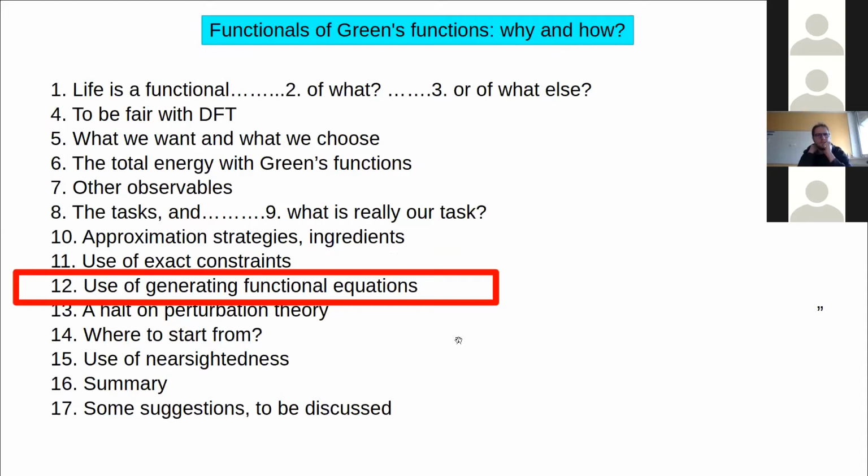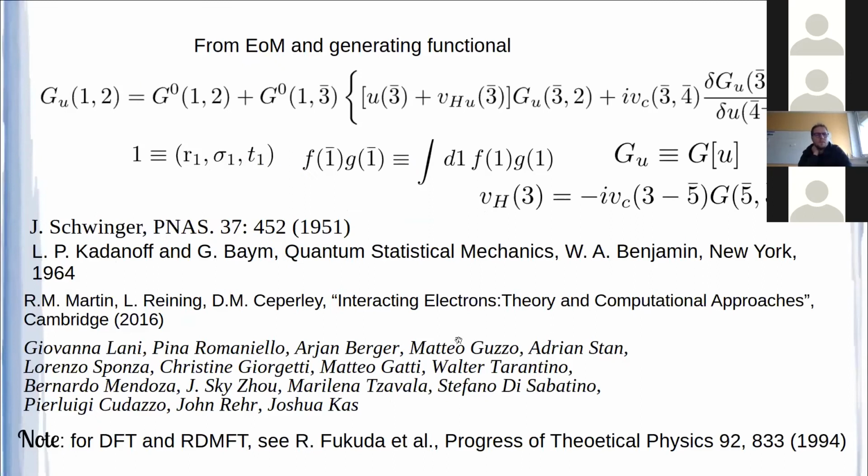Second approximation strategy, the use of generating functional equations. So what do I mean by this? You can start, for example, from the equation of motion for the one-body Green's function, which means that you take its first time derivative. And when you do this, you will find that the equation of motion contains the two-body Green's function. And if you write the equation of motion of the two-body Green's function, you get the three-body Green's function and so on. Okay, so if you want to close this, you have to use a trick.